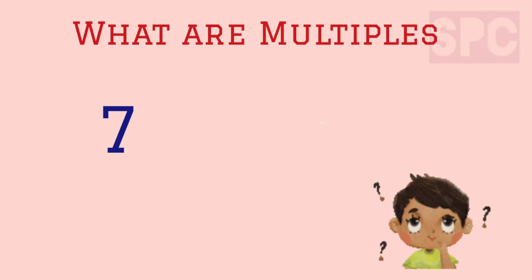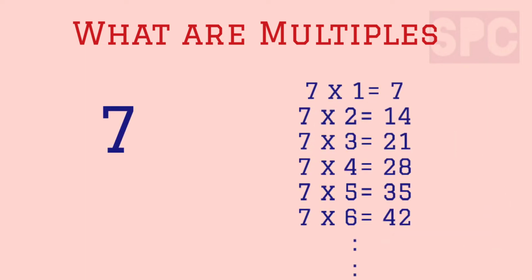So to understand this, let's read the table of 7. 7 ones are 7. 7 twos are 14, 7 threes are 21, 7 fours are 28 and the table continues. So here 7, 14, 21, 28. These are the products of the numbers which are written on the left hand side.